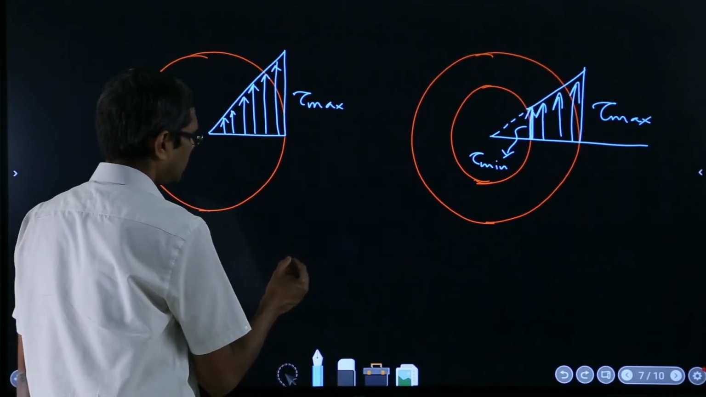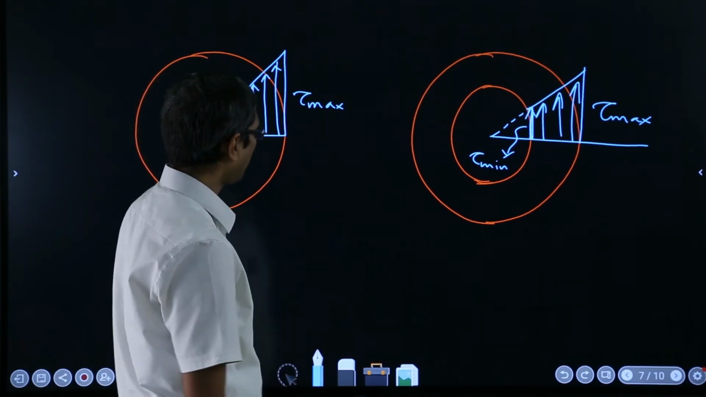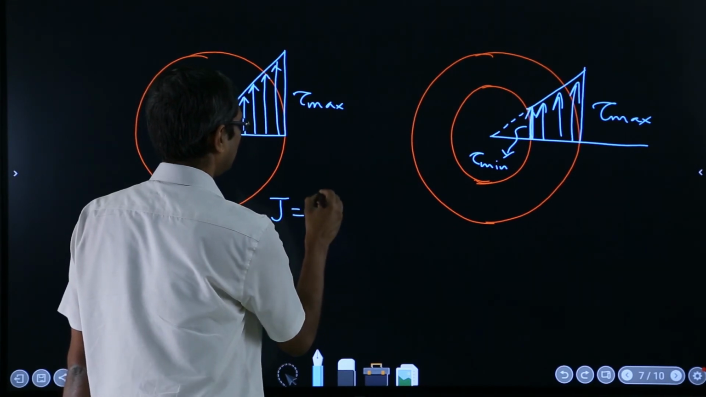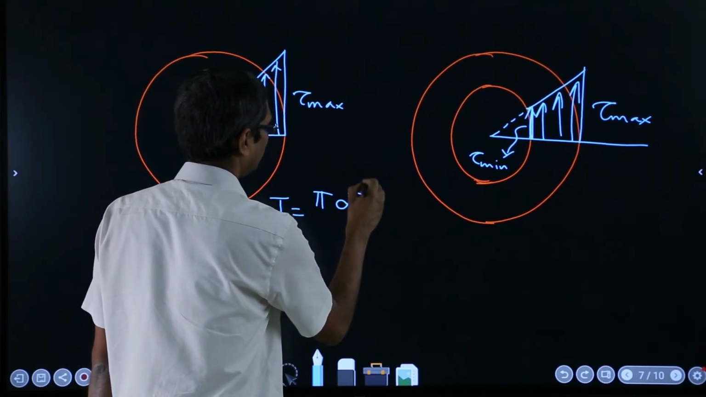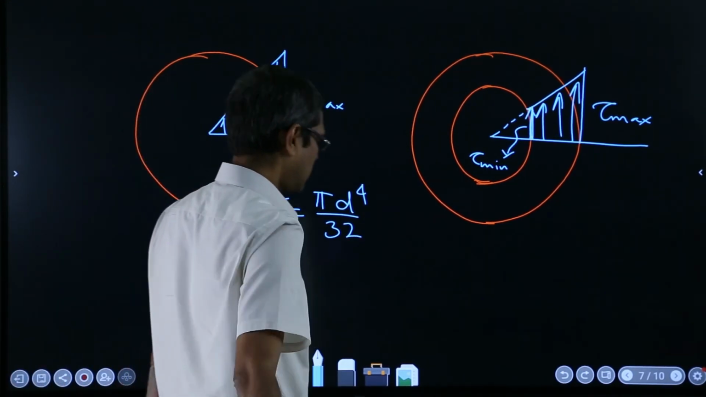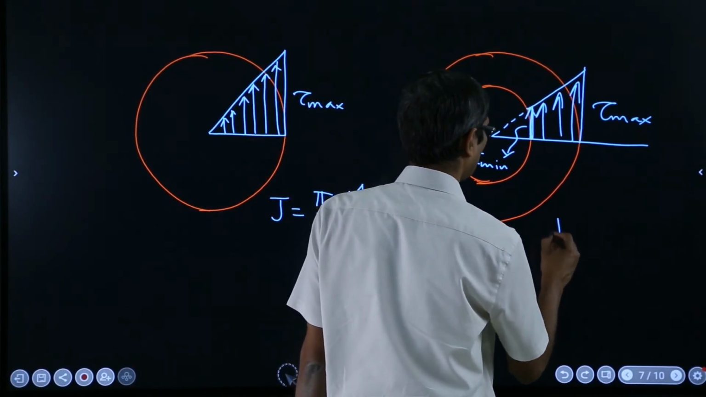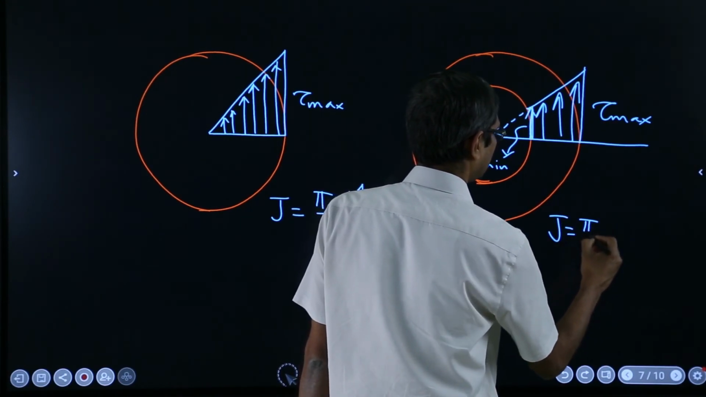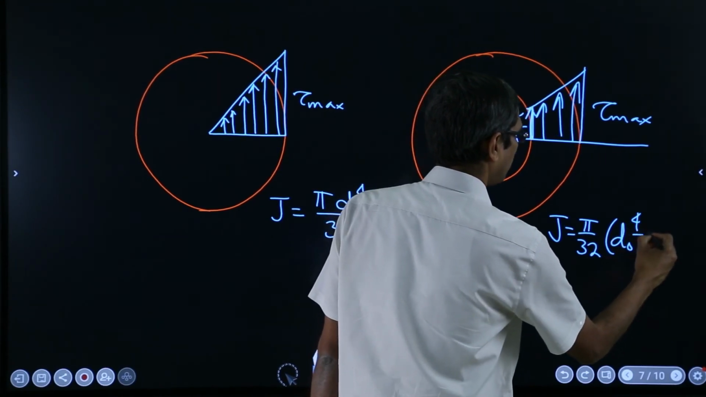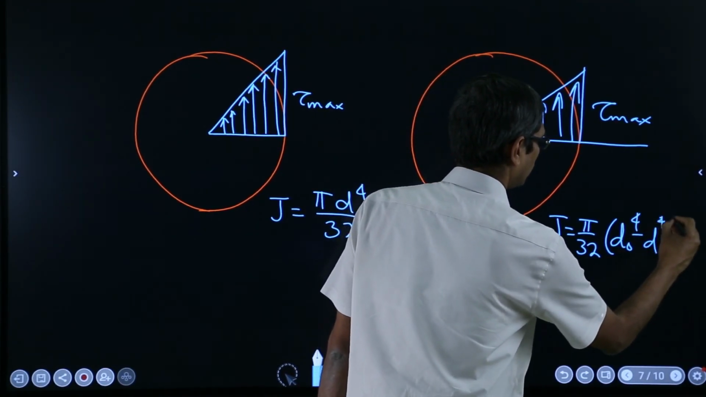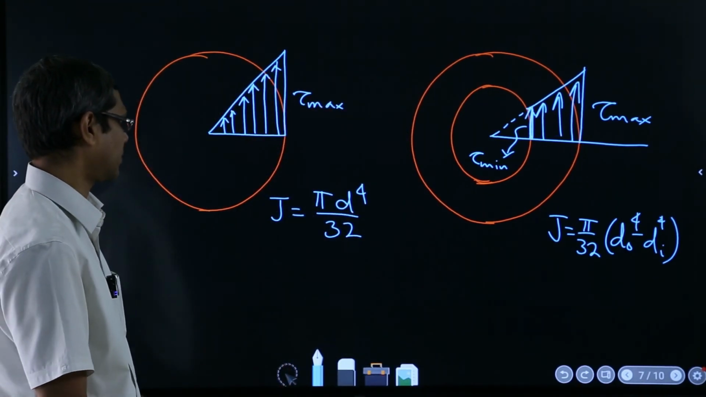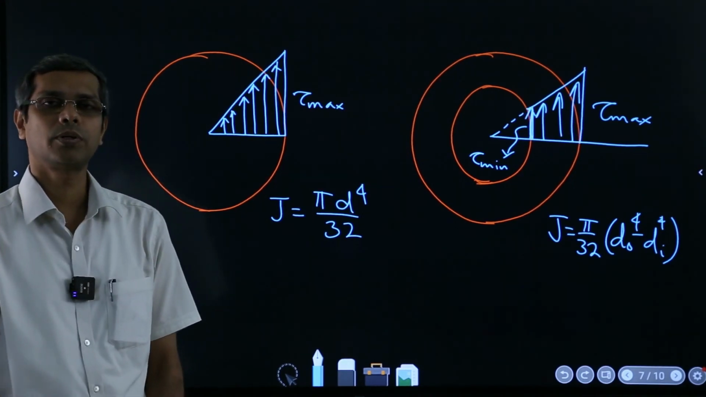And one more thing, the J values. For a solid shaft they are pi d to the power 4 over 32, if I remember correctly. And for the hollow shaft, this is like pi over 32 times d outer to the fourth power minus d inner to the fourth power. So that's the thing we should keep in mind, and then you can solve the problems of stresses under pure torsion.